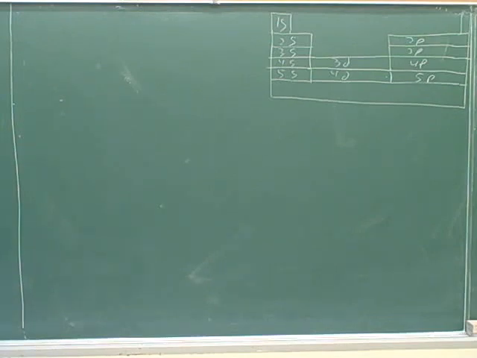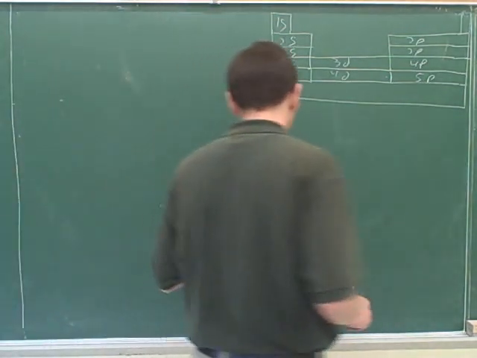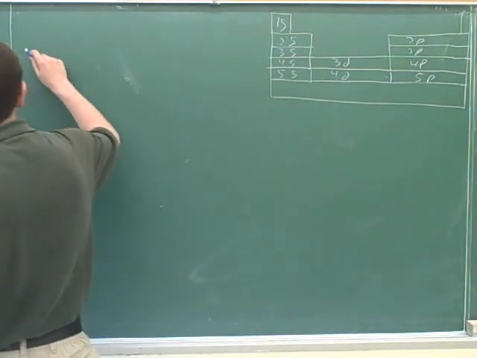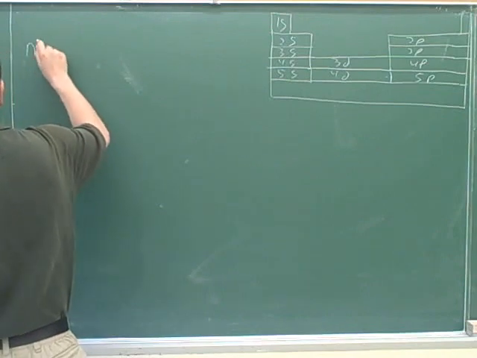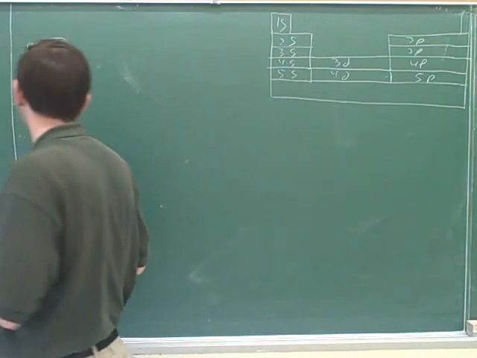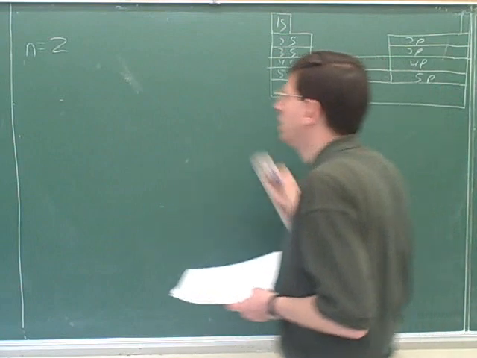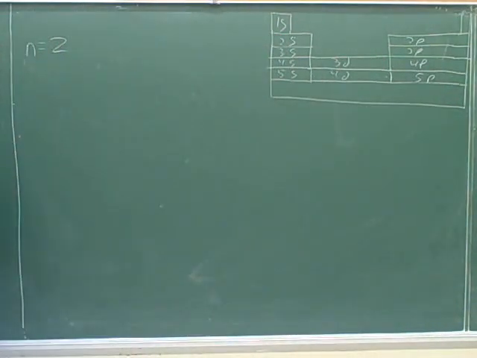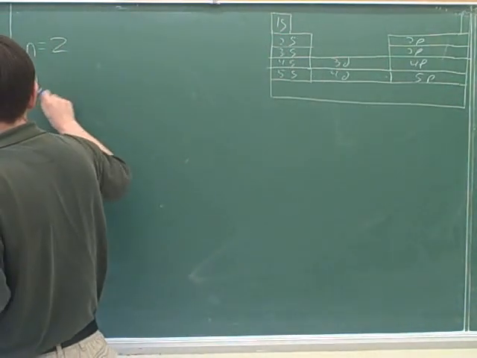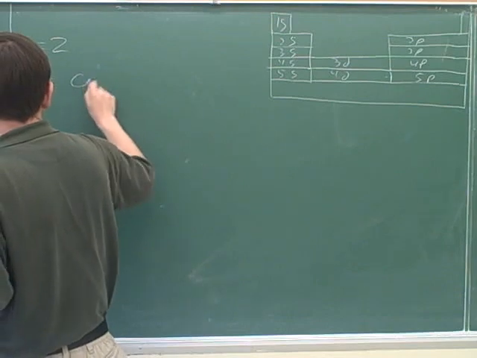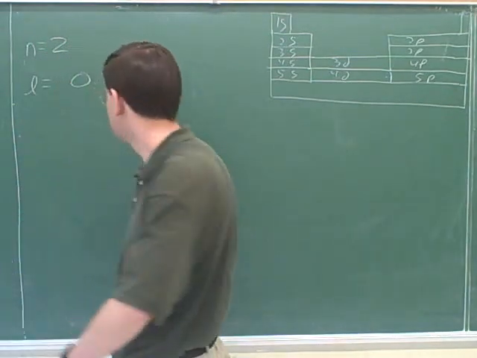Okay. All right. However, that's not how your TA or your instructor would do it. So let's see the way they would do it. They would say n could be 2. So what are the possible values for L? L can be 0 or 1. Good.